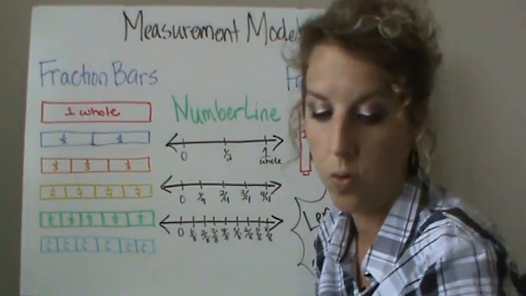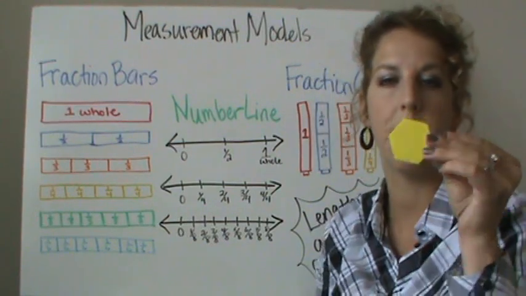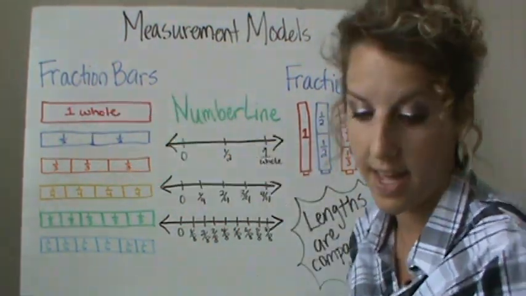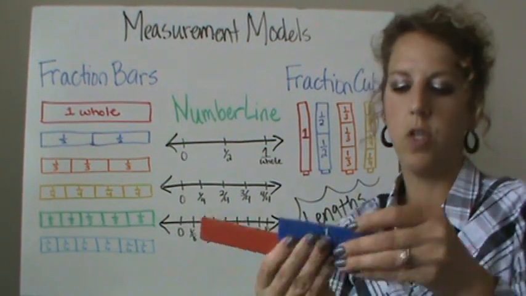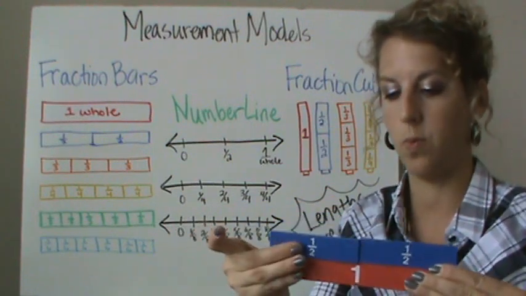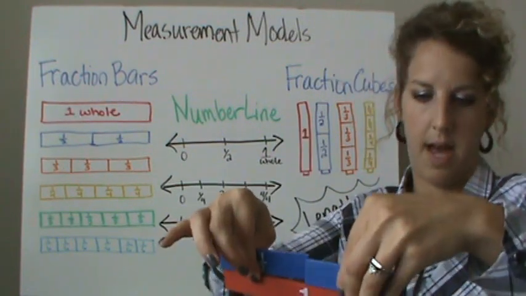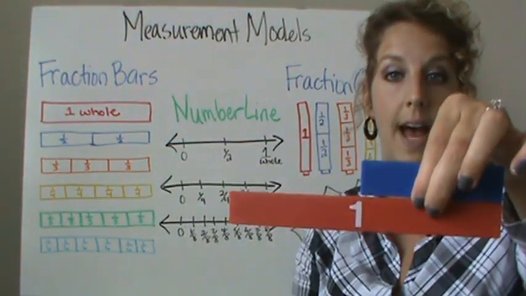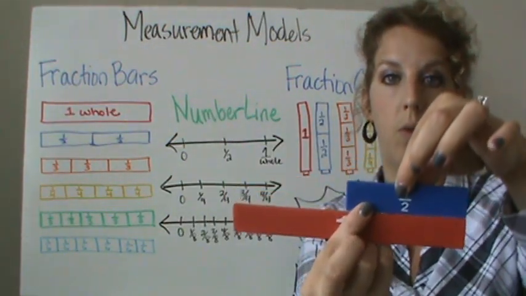So for the one whole, you'll have a bar. You're always going to have, just like with the GeoCube, something to compare to represent one whole. So this is your one whole bar. And then you might have your halves, 2 halves. If you hold up 1/2 plus 1/2, it's going to equal exactly 1 whole. So here, 2 halves equals 1 whole, or 1/2 of a whole.